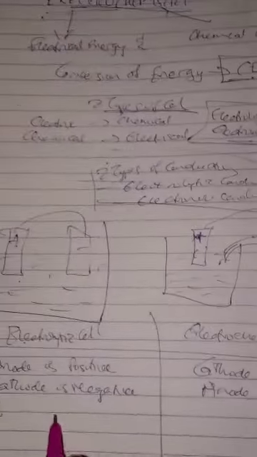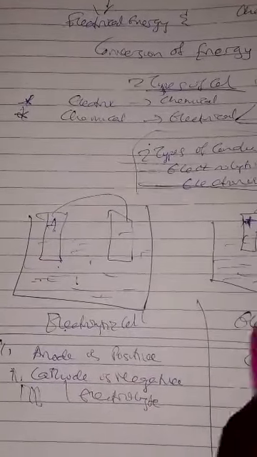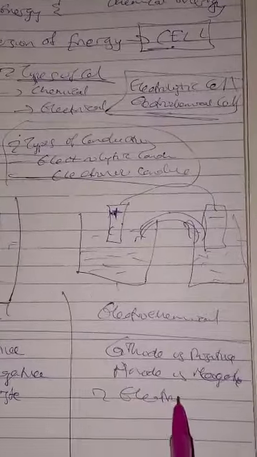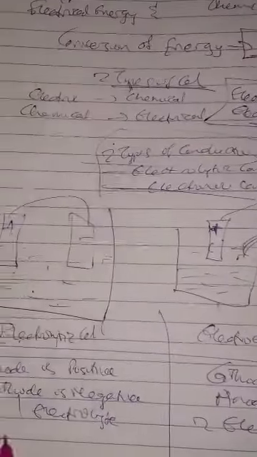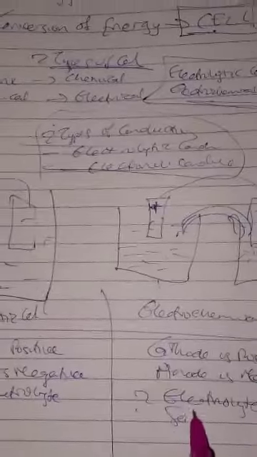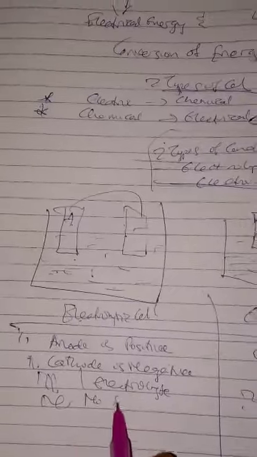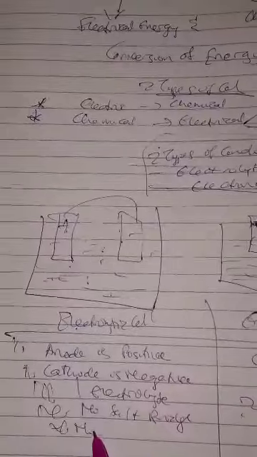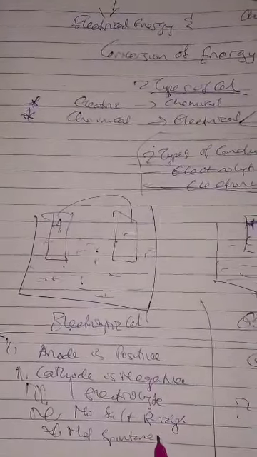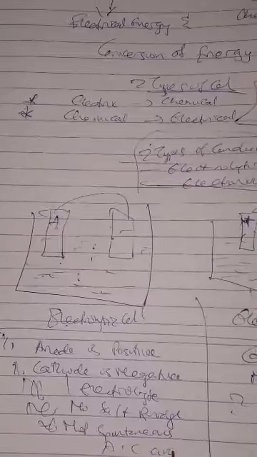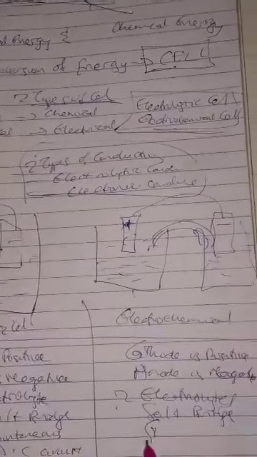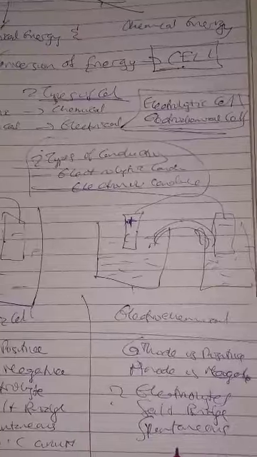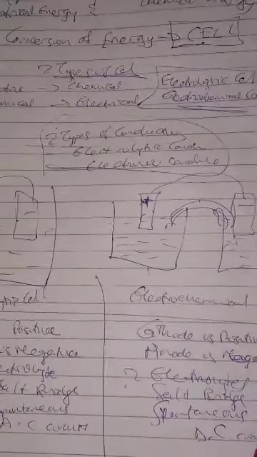Now, another thing that you need to notice is that this one has one electrolyte. Then this one has two electrolytes. Then this one has a salt bridge, but this one does not have a salt bridge. Another difference between them is that this one is not spontaneous. It uses an external power supply. But this one is spontaneous. It uses a direct current circuit.